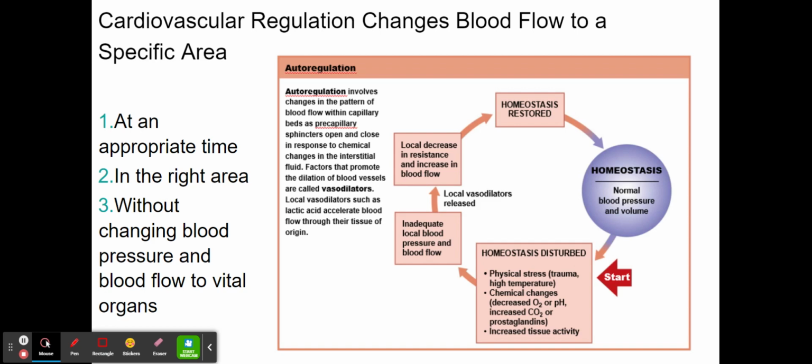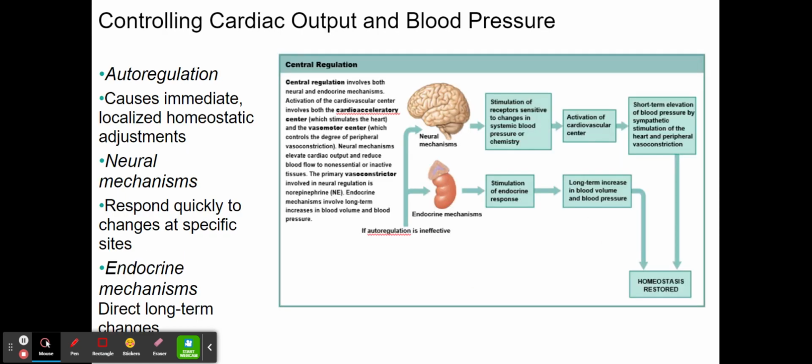Most cells are relatively close to capillaries. When a group of cells becomes active, the circulation to that region must increase to bring the necessary oxygen and nutrients, and carry away waste products and carbon dioxide that they generate. The purpose of cardiovascular regulation is to ensure that these blood flow changes occur: 1. At an appropriate time, 2. In the right area, and 3. Without drastically changing blood pressure and blood flow to vital organs.